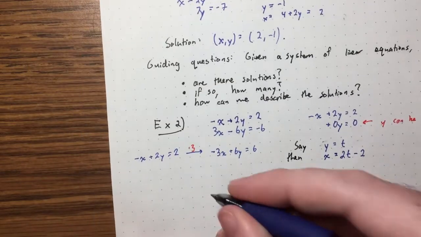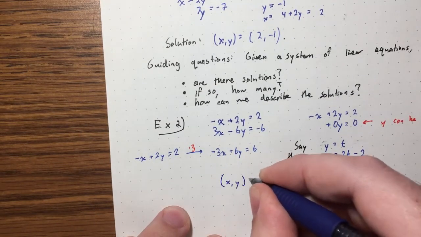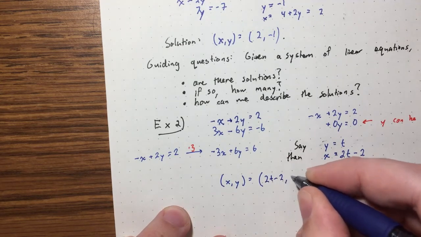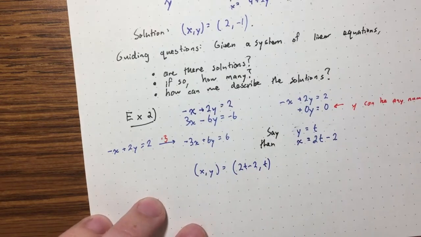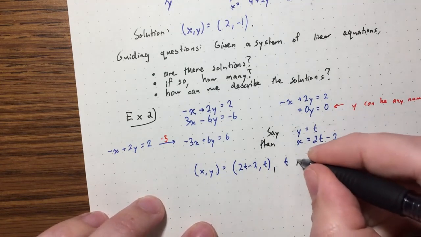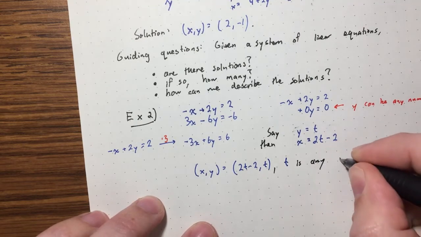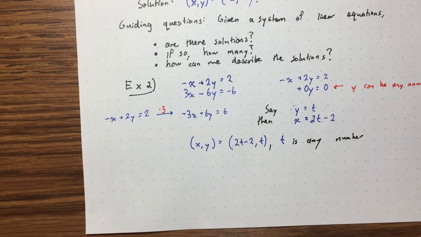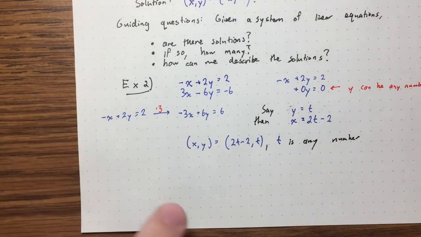And if we write it in the same form as before, we have (x, y) is (2t minus 2, t), where t, what is t? t can actually be any number. So in example 2, we actually have infinitely many solutions because we can pick any value of t.